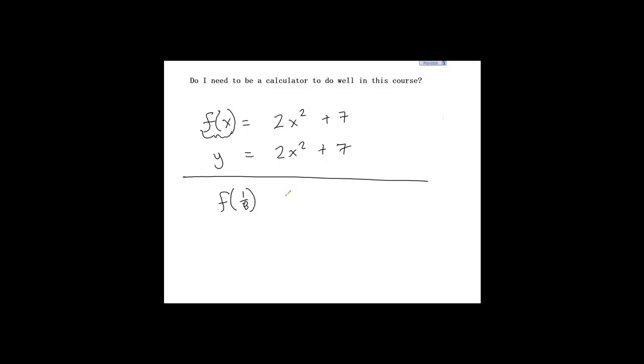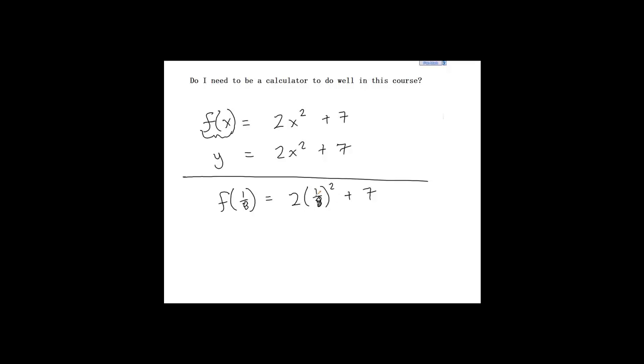And let's say our goal was to do something like find f of 1/8. Okay, well, what does that mean? That means that I want to put in a 1/8 for x and see what pops out for y. So that will entail putting in a 1/8 everywhere I see an x, and then computing. Now, what does this say? Well, this says that I want to take the square of 1/8, multiply it by 2, and add 7 to that result.